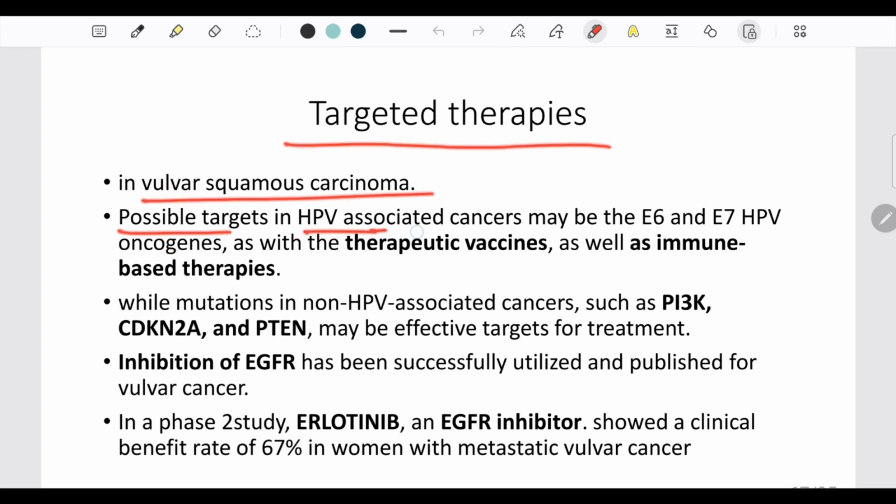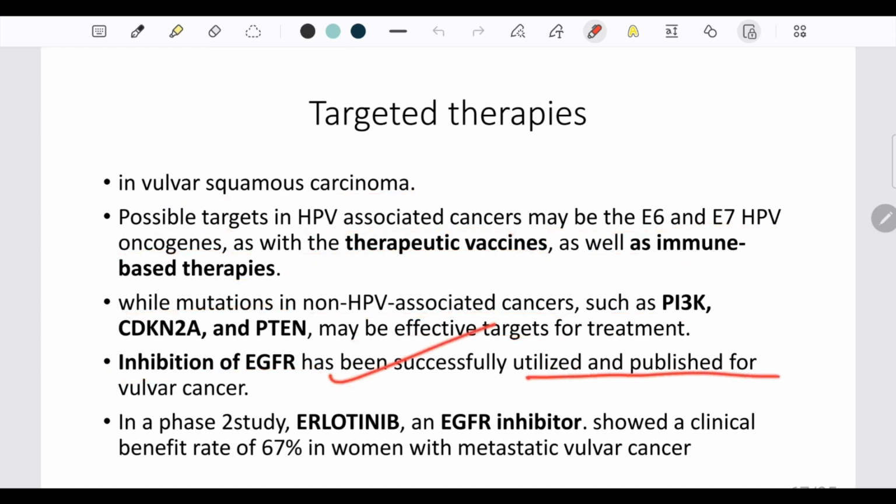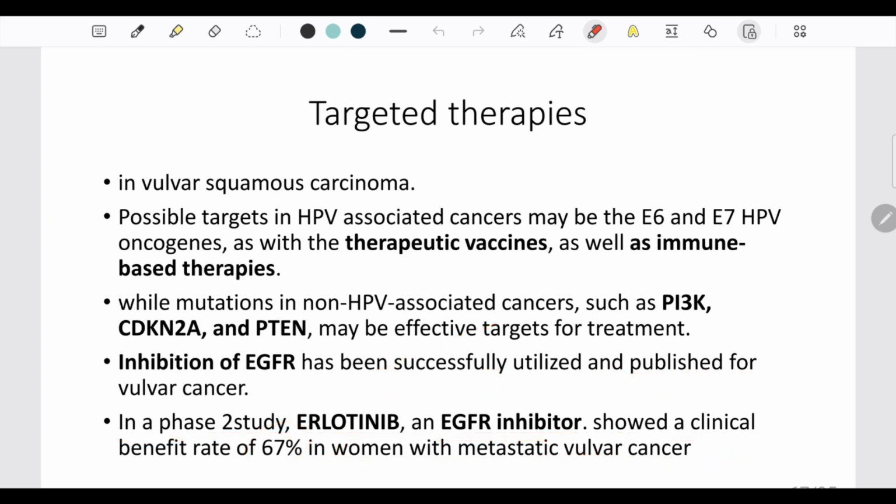Possible targets in HPV associated cancer may be the E6 and E7 HPV oncogenes, as with therapeutic vaccines as well as immune based therapies, while mutations in non-HPV associated cancers such as PI3K, CDKN2A and TN may be effective targets for treatment. Inhibition of EGFR has been successfully utilized and published for vulval cancer. In a phase 2 study, erlotinib, that is an EGFR inhibitor, showed a clinical benefit rate of 67% in women with metastatic vulval cancer.